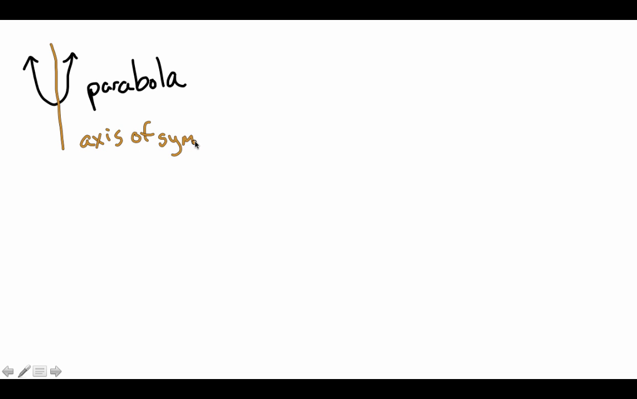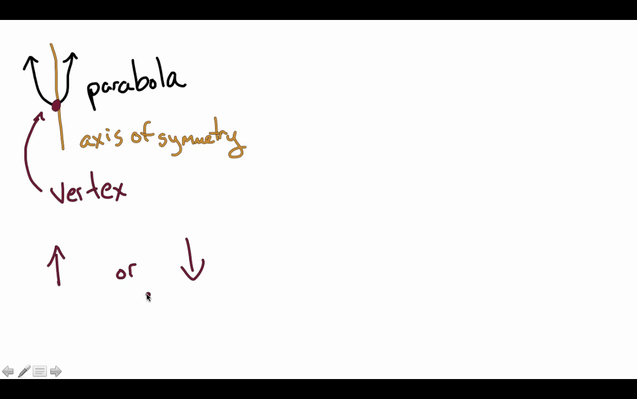Again, key terms, just to review. We've got the shape is called a parabola, a U shape. The vertical line that cuts the parabola in half is called the axis of symmetry. The only point on the parabola and on the axis of symmetry is called the vertex. A parabola will open up or down, never both.